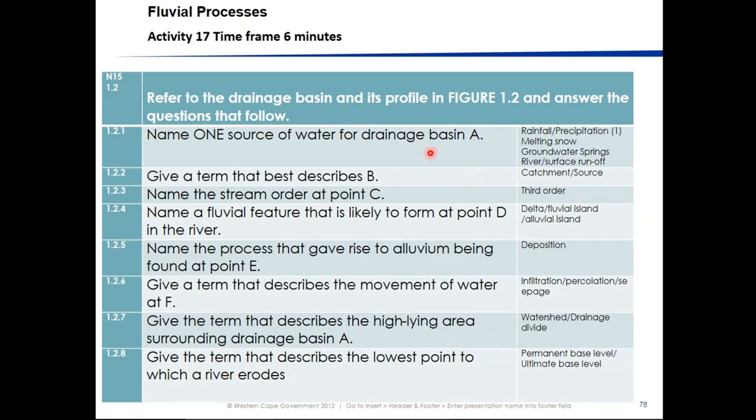Please take this down. Number one is rainfall or precipitation. Second one is melting snow, groundwater and springs, and river and surface runoff. Okay, I'll repeat it again: rainfall, precipitation, melting snow, groundwater or springs, river and surface runoff. Okay, give a term that best describes B. Okay, B is the catchment area.